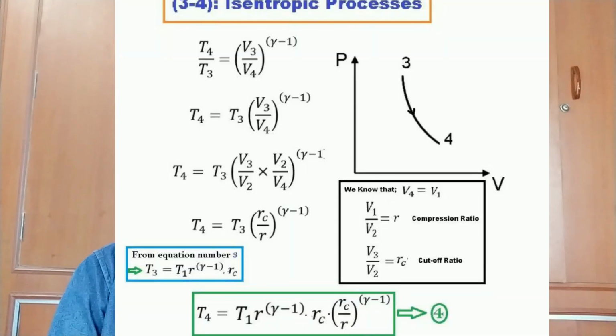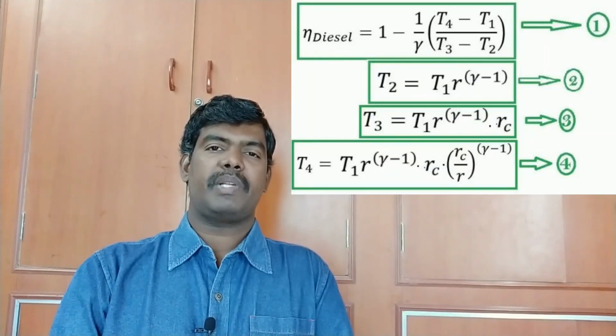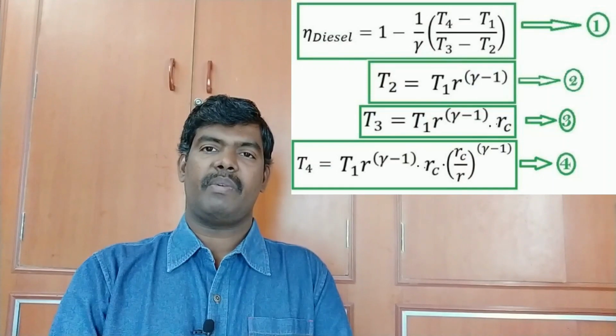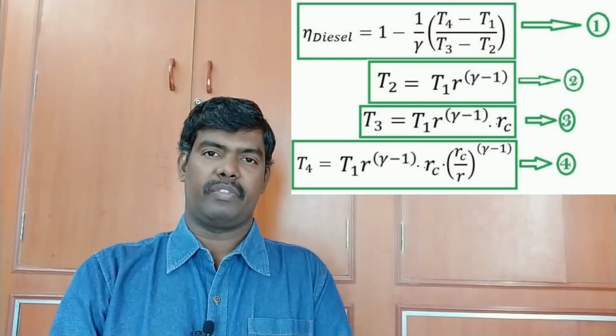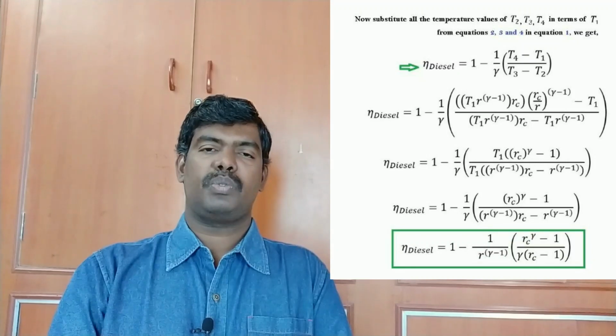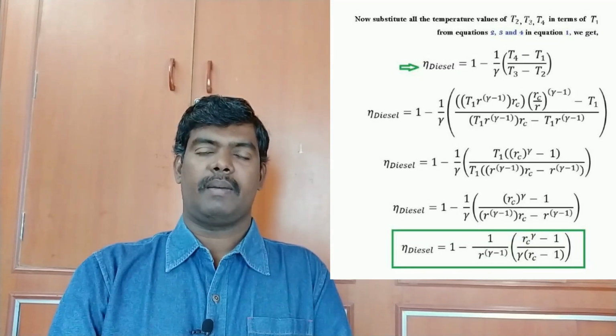Therefore T4 by T3 equals (V3 by V4) whole power γ minus 1. For our convenience, multiply and divide by V2. Finally we get the T4 value equal to T1 into r^(γ-1) into rc into (rc by r) whole power γ minus 1. So that is equation number 4. Now all 3 temperatures, T2, T3 and T4, in terms of T1 we get from equation numbers 2, 3 and 4. Now substitute equations 2, 3, 4 in equation number 1.